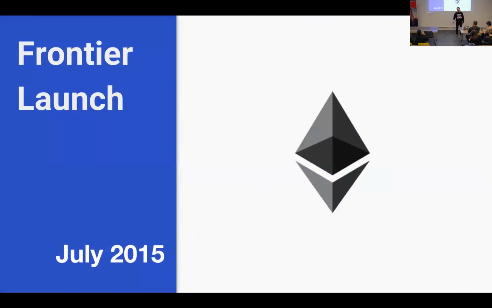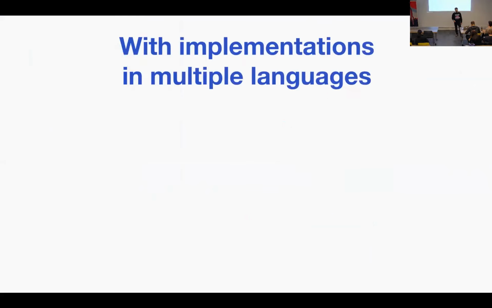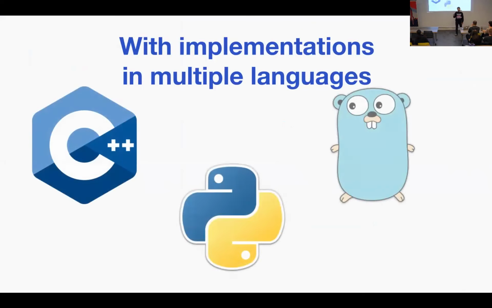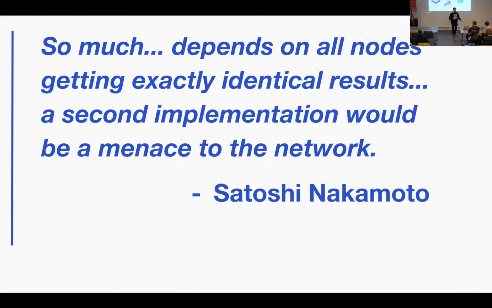So Frontier launch, this is the actual Ethereum network, July 2015, with implementations of the client in multiple languages. So we had C++, Python, Go. It's pretty impressive that we have these 3 different implementations completely in agreement about state. It's controversial too. Satoshi said, "So much depends on all nodes getting exactly identical results. A second implementation would be a menace to the network."